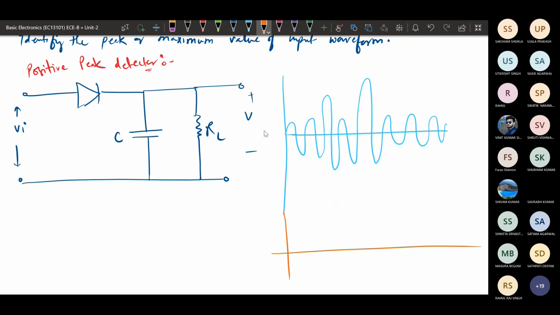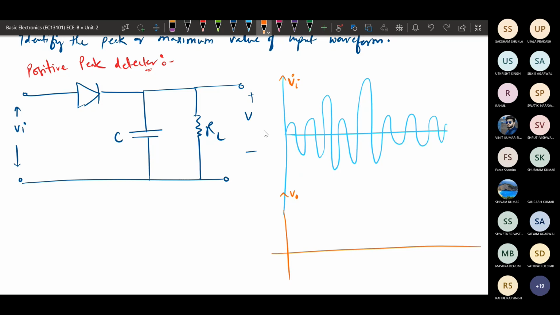So suppose this is the positive peak detector circuit. Whenever we are applying some input, this is the input voltage and this is your output voltage. If we are applying the input from the positive half, this diode will be on. When the diode is on, it will be a short circuit, so whatever input we are getting, the same input will appear at the output, and the capacitor will be charged.